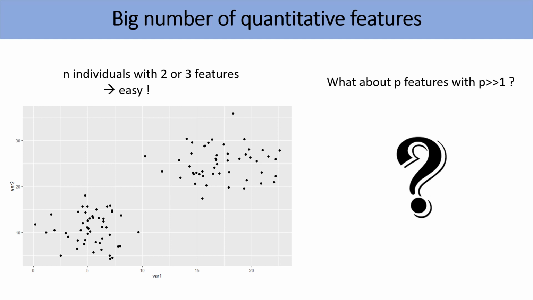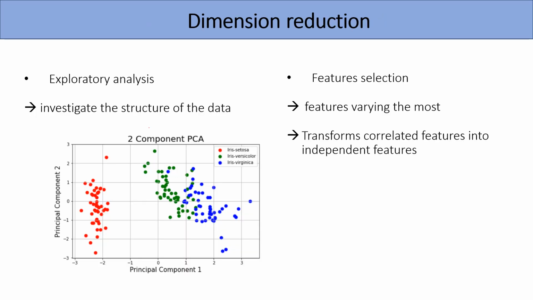PCA is particularly useful when we have to deal with big dimensional spaces with a high number of variables. If we have n individuals described by 2 or 3 features, we can directly visualize the data and interpret it. But what happens when we have a much larger number of variables? In this case, PCA can help us reduce the number of dimensions.